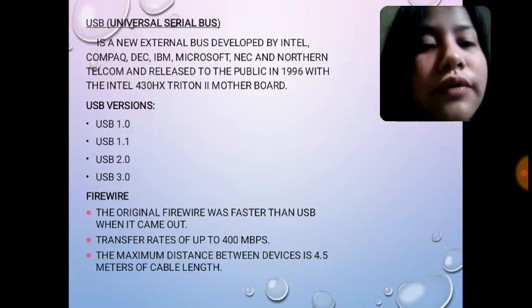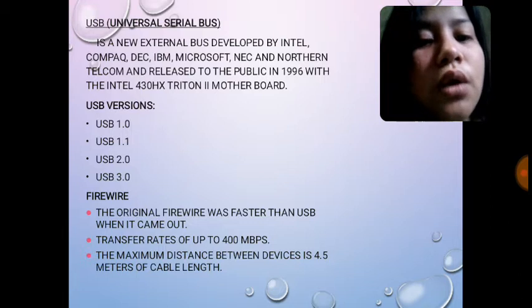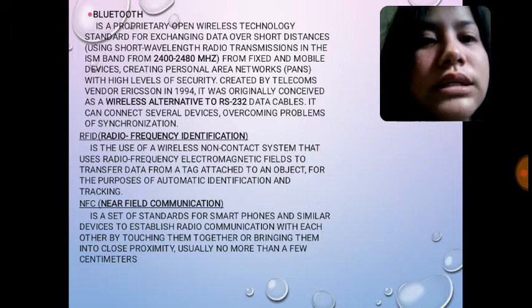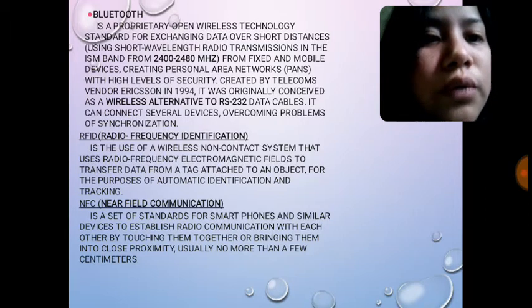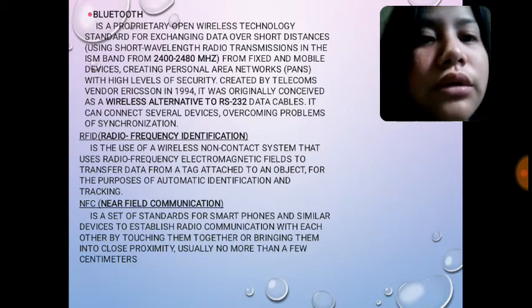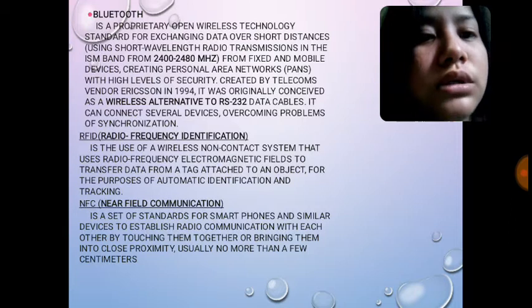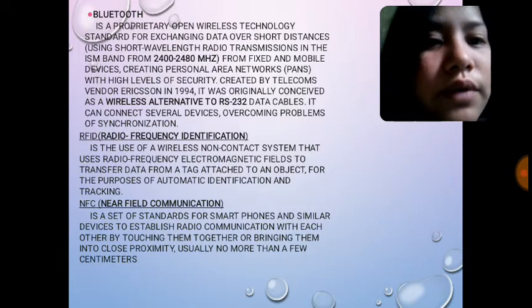Firewire. The original Firewire was faster than USB when it came out. Bluetooth is a proprietary open wireless technology standard for exchanging data over short distances using short wavelength radio transmission in the ISM band from 2400 to 2480 MHz from fixed and mobile devices, creating personal area networks or PAN with a high level of security.